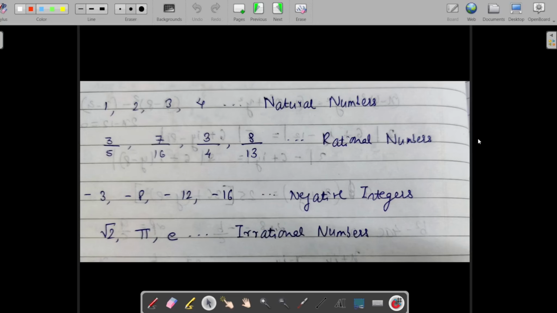If you are aware of it, in algebra, you will be exposed to negative integers from, let's say, class 6th or 7th, and so you know what minus 3 is, what minus 8 is, and so on. And finally, you are exposed to irrational numbers, under root of 2, pi, e, and so on.